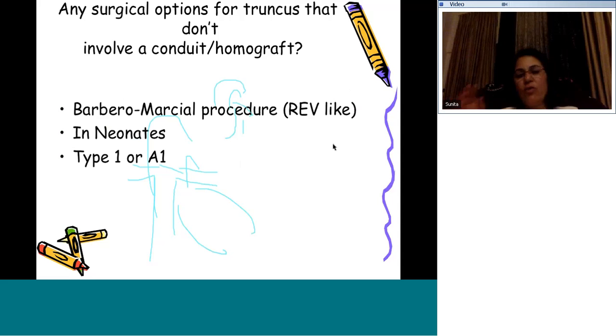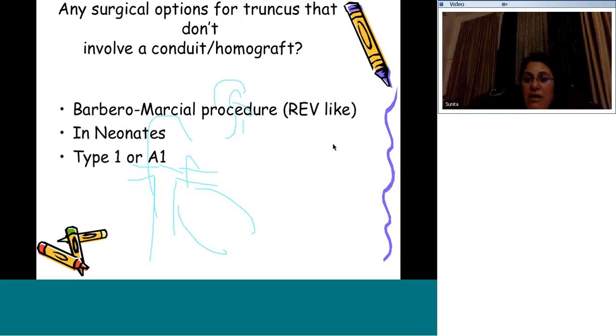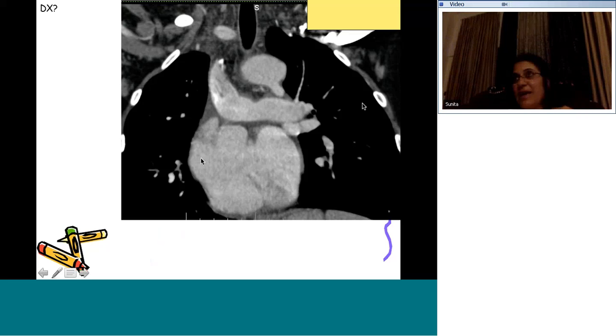It's used in type 1 truncus, or type A1, and can really only be used in neonates because once you put this, there's no valve, so there will be PR. So if you do it in an older kid who has pulmonary hypertension, pulmonary vascular damage, you have a risk of high pressure PR and RV dilation and early need for a pulmonary valve. So in older kids, it is better to put a valved homograft. In neonates, where PA pressure and PVR will drop immediately after the procedure, you can go ahead and do a Barbero-Marcelletti. Okay. I think I shall end with this.